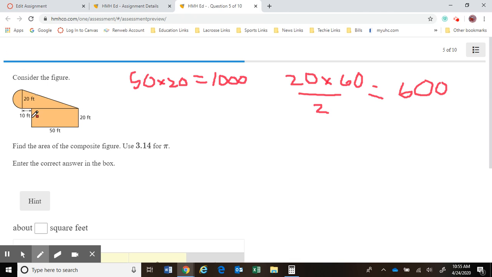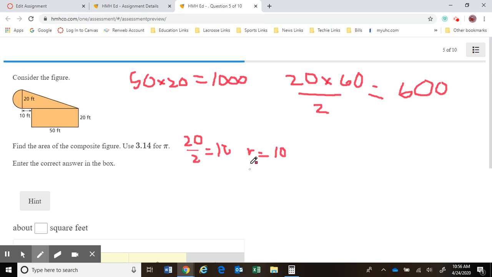Okay. Now I've got to find the area of the semicircle. So I need to find the area of the circle first and then divide it by 2. If my diameter is 20, what's my radius? Again, to find the radius, I take my diameter and divide it by 2. So 20 divided by 2 is 10. So my radius is 10.